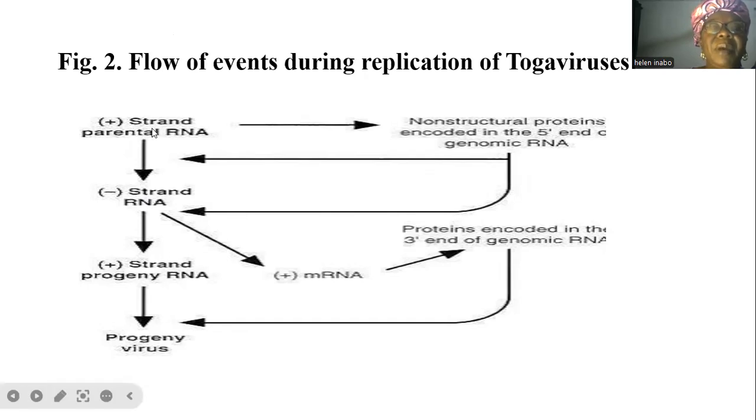And then the positive strand parental RNA can serve as the messenger RNA and is translated into non-structural proteins encoded in the 5' end of the genomic RNA. Here, the positive sense messenger RNA is synthesized from the negative strand RNA, and this is used in the synthesis of proteins encoded in the 3' end of genomic RNA. Now, both of them, that is the structural proteins produced here and the positive strand progeny RNA, are now assembled into the progeny virus.